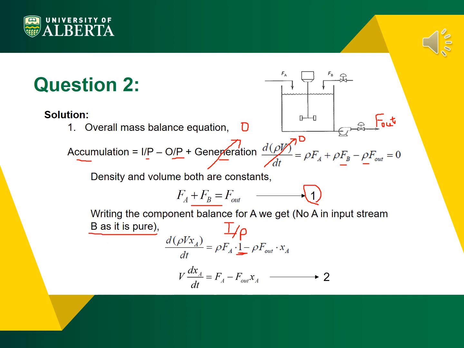And then we know that density is constant, so we can pull it out of the differential term, and then cancel it, and also V is constant, so we can pull that out as well. So we get V into dXa by dt, which is equal to Fa minus F out Xa. So let this be equation 2. Both equations 1 and 2 describe the dynamics of this particular model.